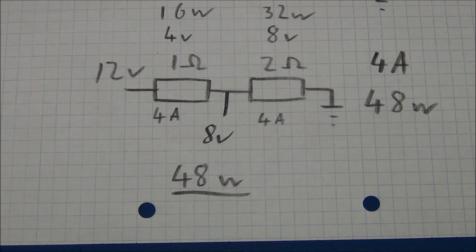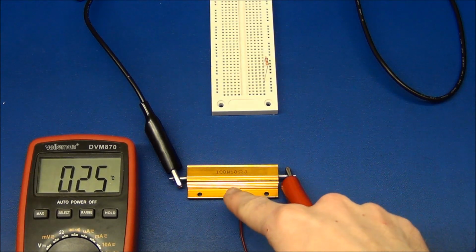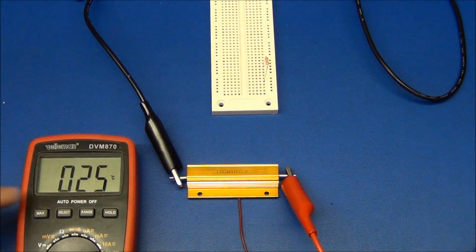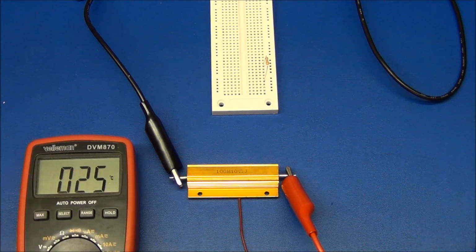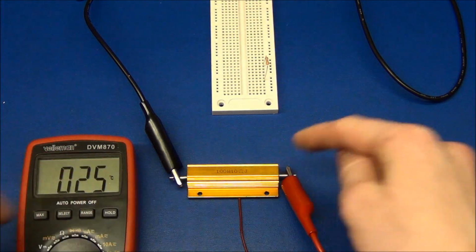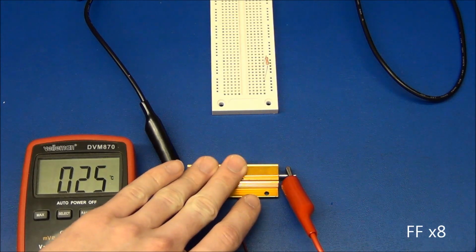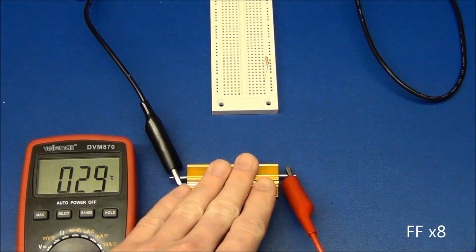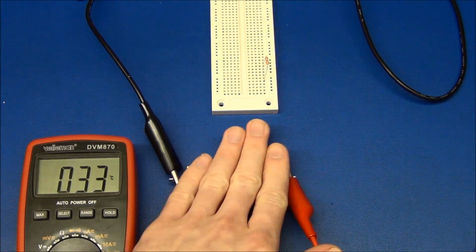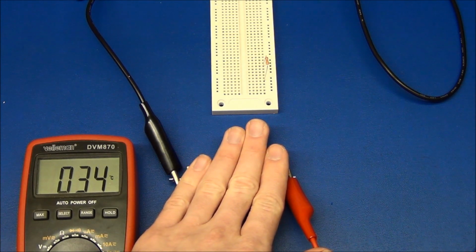And we can try to do a practical example on the breadboard. So here we have a 100 watt 10 ohm resistor. And I've hooked up a thermocouple so we can monitor the temperature. I have 10 volts across the resistor, so that should give us 1 amp through it. And that should equal 10 watts. So let's try that. And let's see if anything happens. And after a minute it's starting to get hand warm.